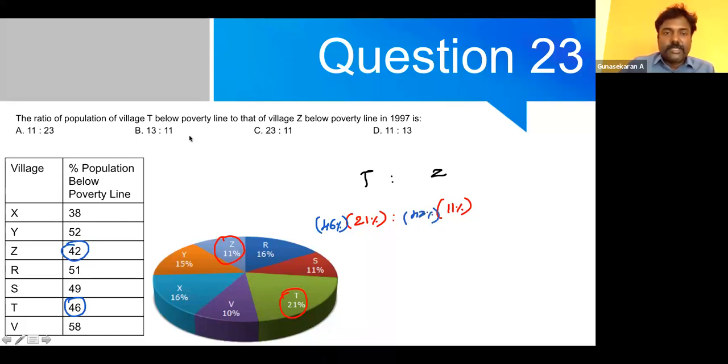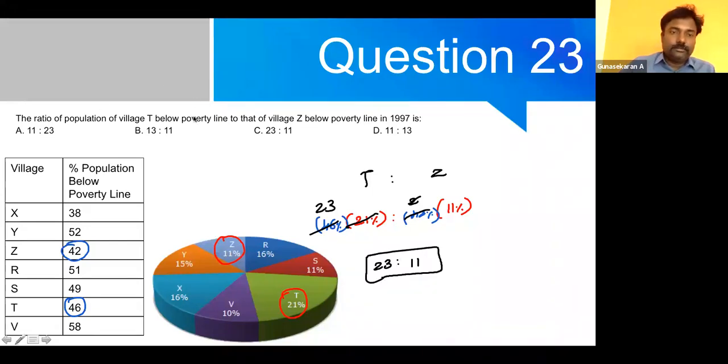This percentage gets cancelled. 21, 42 to 23. 23 is to 11. Understand, irrespective of the population, it will come like this. Understand first, village T, village Z. In that, how much is BPL? Village T, village Z. Identify it. That's all.